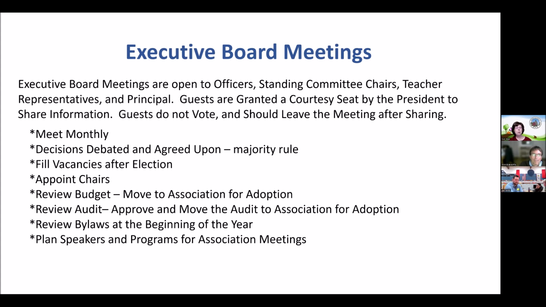The executive board fills vacancies after an election. So if there's a vacancy, the bylaws state that the executive board fills that vacancy. You don't have to go back to an association or general membership meeting. The executive board appoints the chairs, and it's primarily the president who appoints, and then the board approves the appointment.